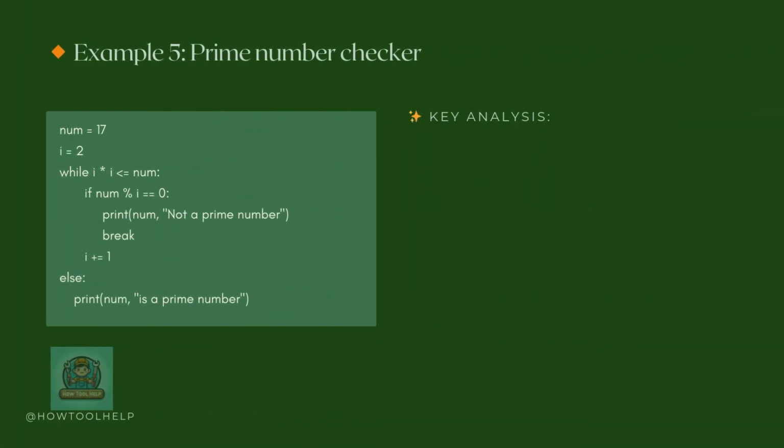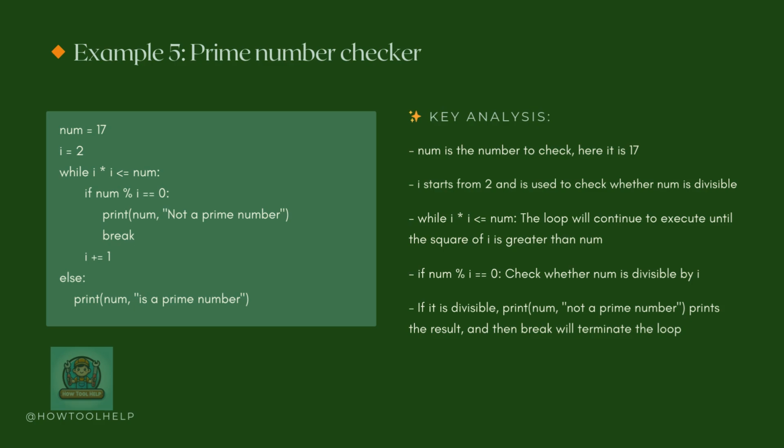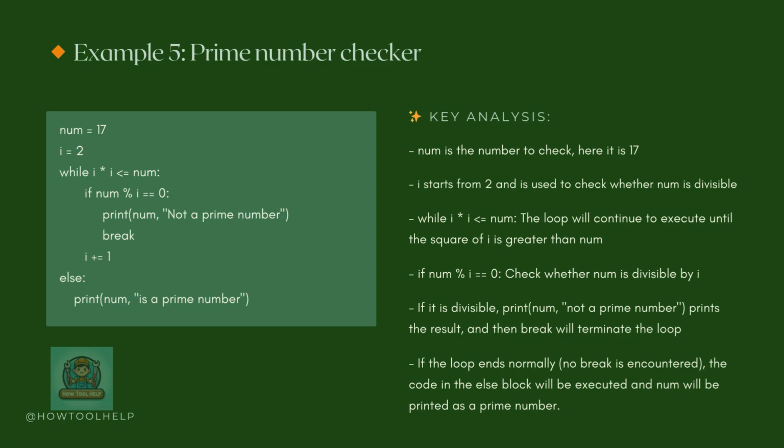Example 5. Prime number checker. A more advanced example combining while loops, break, and else clauses. Breakdown. num is the number to be checked. i starts from 2 to check for divisibility. The loop continues until i squared is greater than or equal to num. If num is divisible by i, it's not a prime number. If the loop completes without finding a divisor, num is prime.